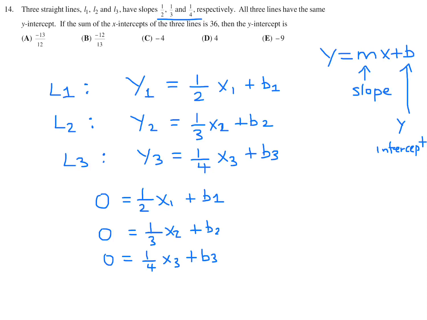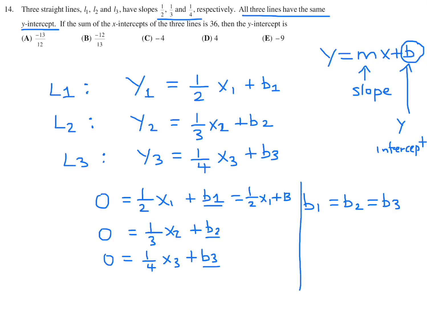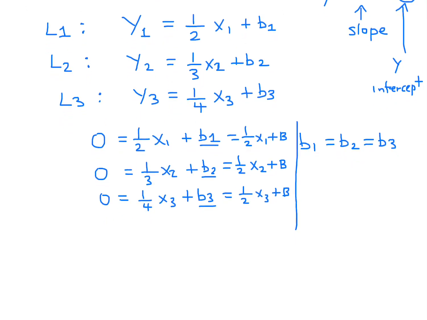Is there anything in this question that's going to help us? This point here, all 3 lines have the same y-intercept. Remember, this is the y-intercept. So all 3 lines have the same y-intercept, so that means b1, b2, and b3 are all the same. That's what that means. So we can just write this in terms of just one variable and just call it b. We don't need to put b1, b2, b3 because they're all the same. So that's going to help us. All right, let's keep going here.